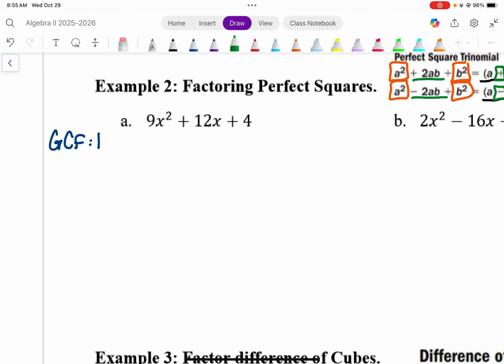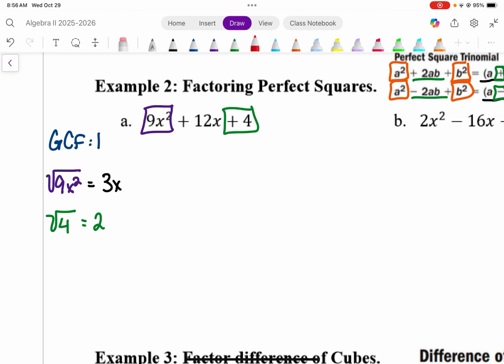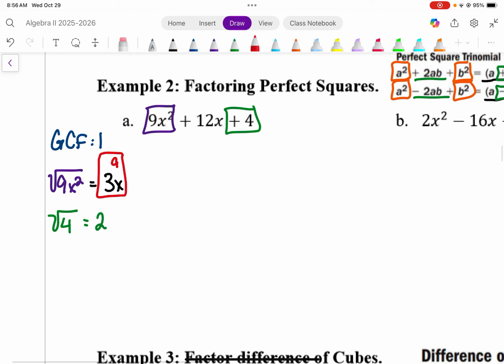Next, because we have 3 terms, we want to double check. Do we have a perfect square for our first term? 9x squared, that is a perfect square. We would get a 3x. And then do we have a perfect square at the end? The square root of 4, that is a square because it equals 2. These are going to be our a and then our b values.